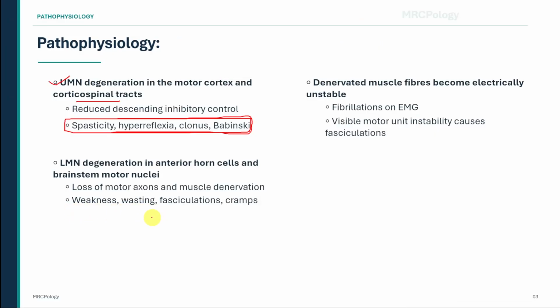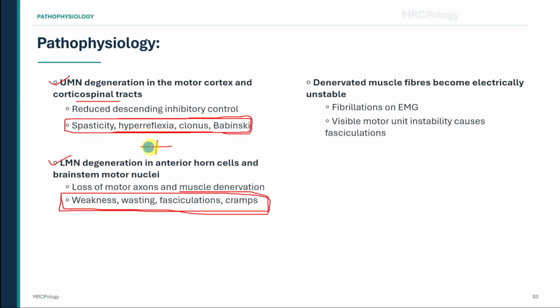In amyotrophic lateral sclerosis, both systems may be affected in the same region. A patient can therefore have muscle wasting and fasciculations from lower motor neuron loss, while also having brisk reflexes and spasticity from upper motor neuron degeneration. The key clue is this unusual combination of upper and lower motor neuron signs.